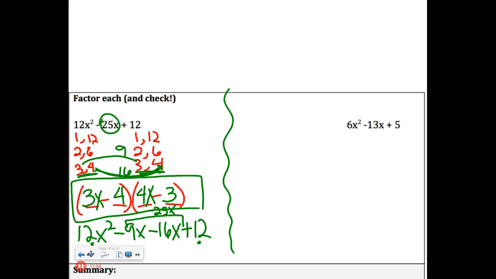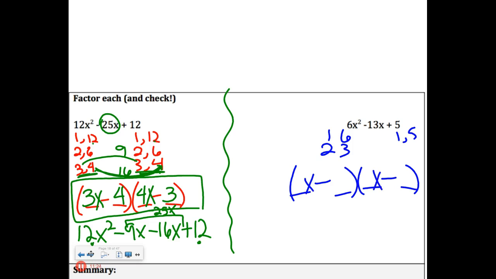I've got 1 and 6. I've got 2 and 3. And 5, luckily, the only way to get to 5 is 1 and 5. Again, our signs. I know I'm going to have negative, negative. And again, we're just filling in these blanks. You can put the x right away because you know that's coming along. So we know I'm trying to get to negative 13 here. If I multiply the 6 by the 5, that gives me 30. So that's way too big.